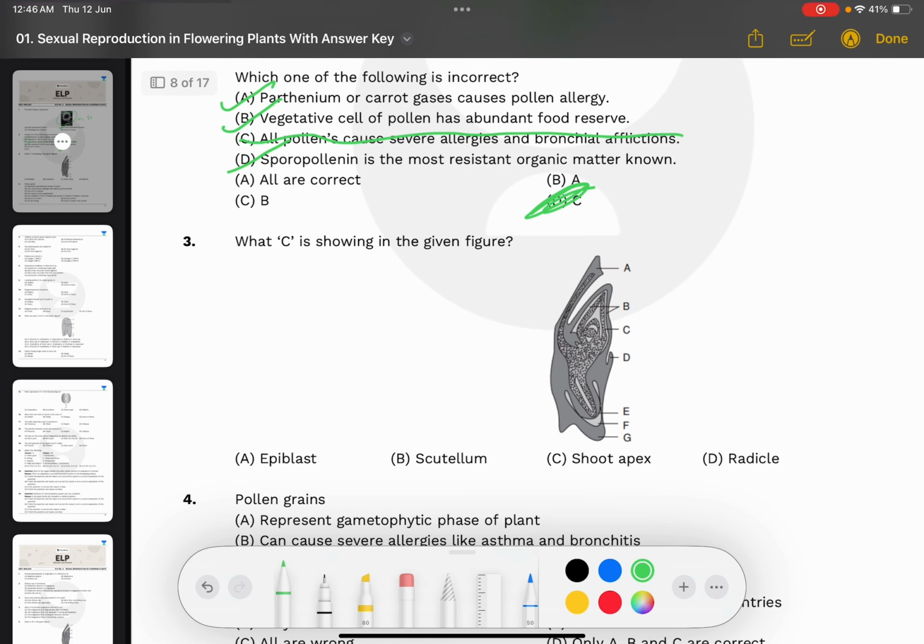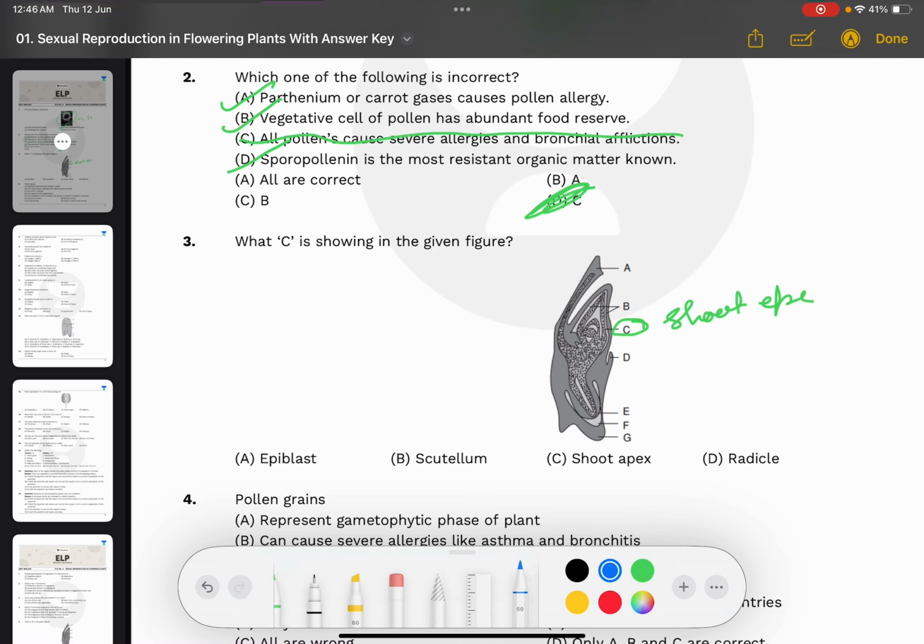Now what is the C showing in the figure? You can see the C is this and the C is this. So this is the region which is known as the shoot apex. Shoot apex.